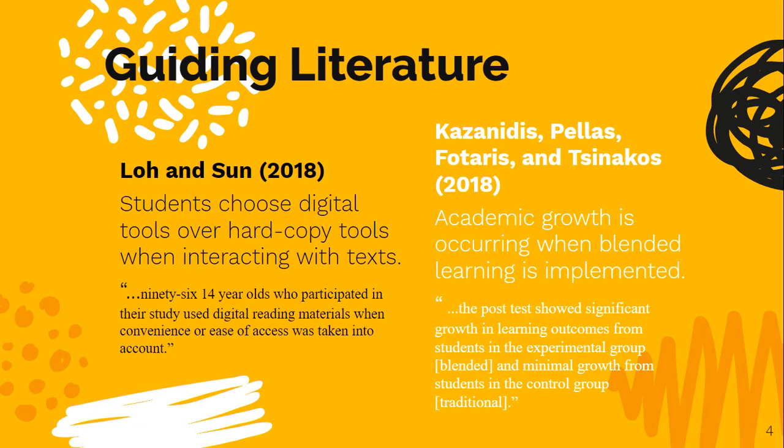So the first one that I chose was from a 2018 article, and this is an article that showed that students were choosing digital tools over hard copy tools when interacting with texts. Since my class is an English classroom, we interact with texts all the time. So it was important that I have proof that students are choosing technology, because if I want to do blended learning, they need to want to use that technology.